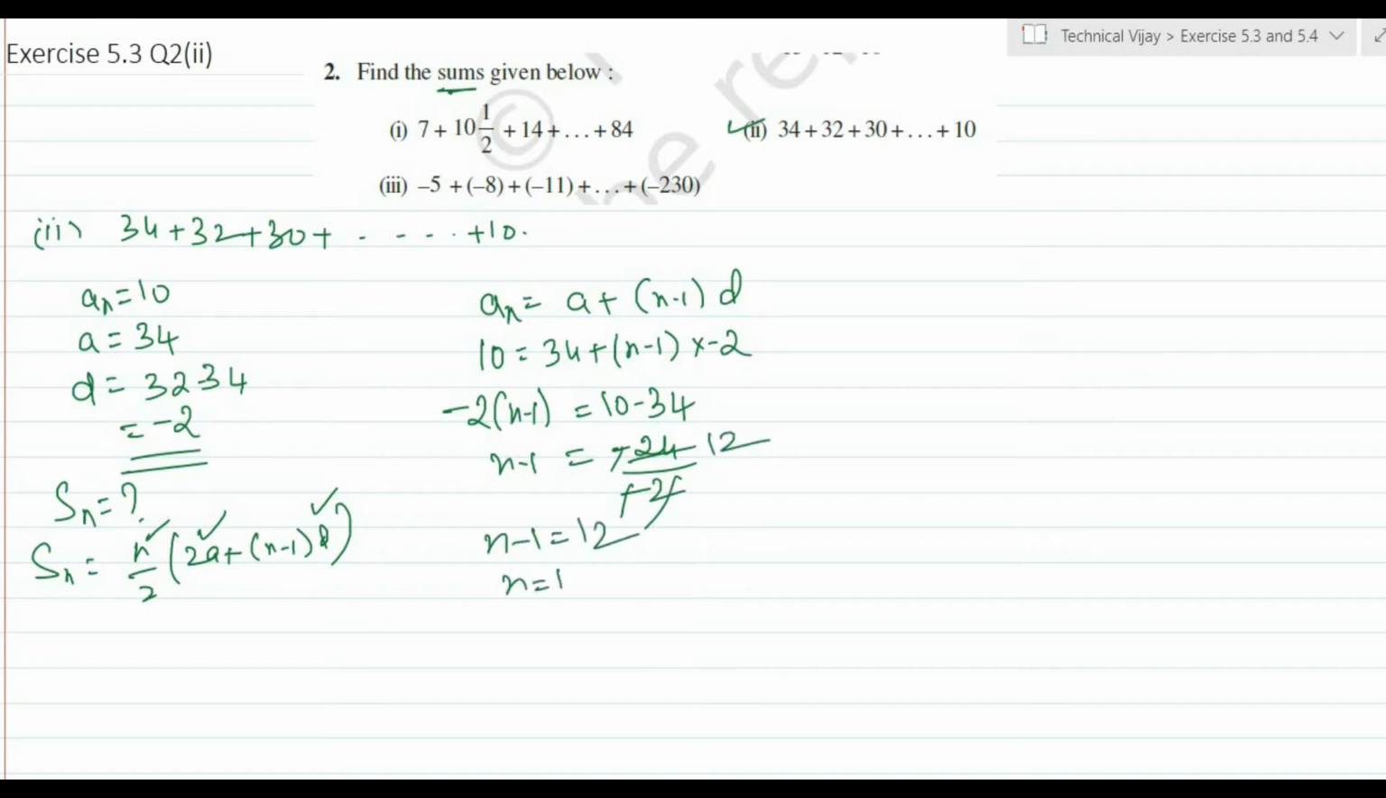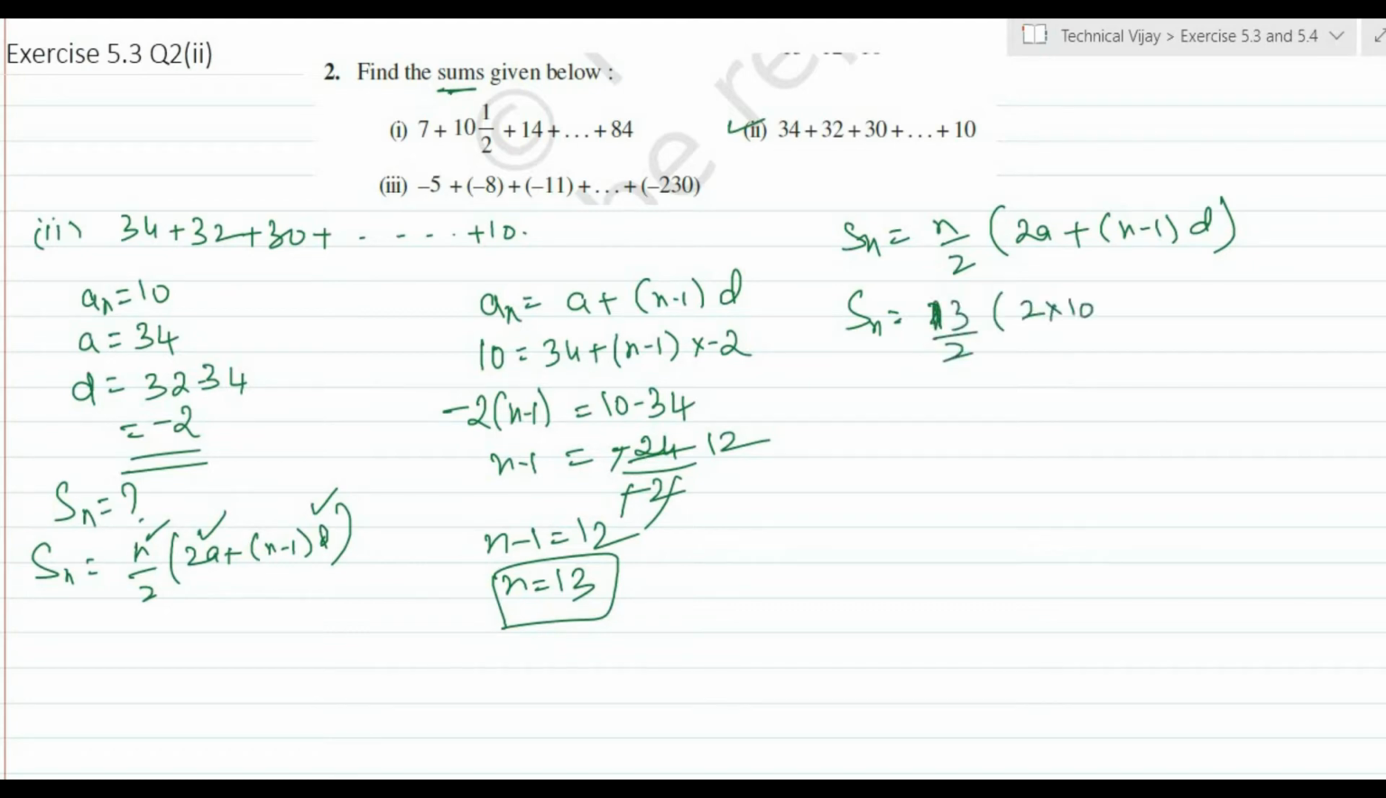So n is equal to 13. Okay, so we got the n value. After that we have to calculate the sum: n by 2 into 2a plus n minus 1 into d. So Sn is equal to 13 divided by 2 into 2 into 10 plus n, here 13, 13 minus 1, that is 12 into d, which is minus 2.